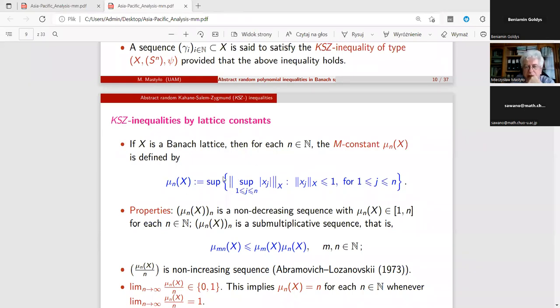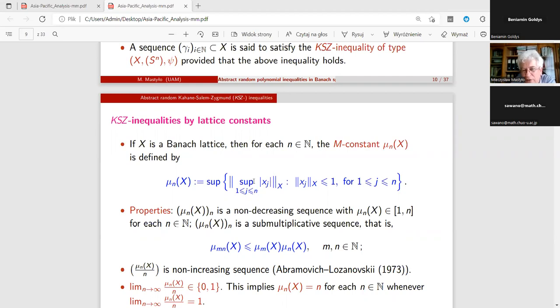So we are looking for the supremum of the norm, the order supremum of the modulus of n elements in our Banach lattice which are sitting in the unit ball. And we denote this mu_n of x, because x is fixed. You take any positive integer and we calculate this non-negative sequence. This sequence has very interesting properties. This is easy to see by the monotonicity. This is non-decreasing.